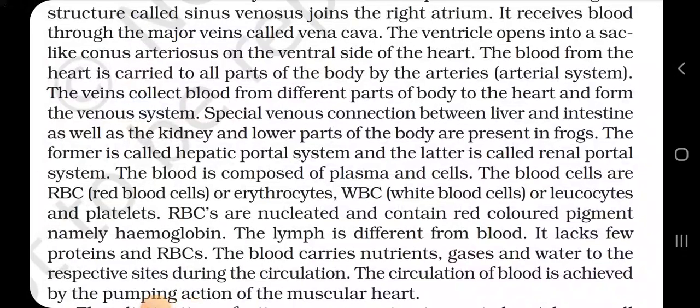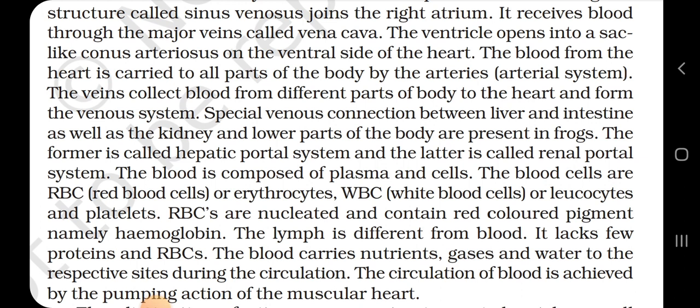A triangular structure called the sinus venosus joins the right atrium. It receives blood through the major veins called the vena cava. The ventricle opens into a sac-like conus arteriosus on the ventral side of the heart. The blood from the heart is carried to all parts of the body by the arteries, that is, the arterial system. The veins collect the blood from the different parts of the body to the heart and form the venous system.